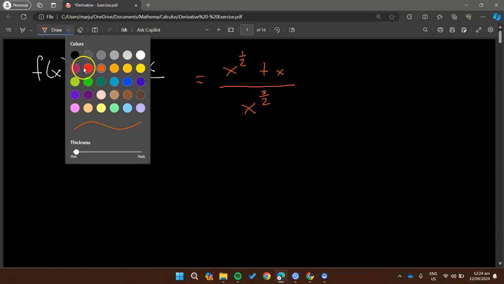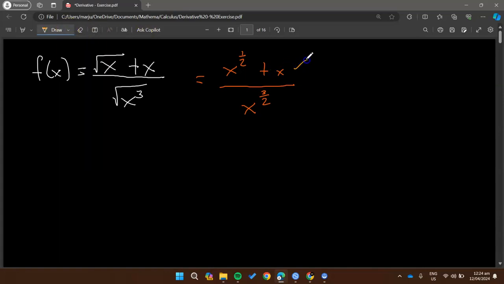So again, I'm going to set this one as my u, and this will be my v. According to the quotient rule, this is just equal to the derivative of u times v, minus the derivative of v times u, all over v squared. Alright, so let's do that.